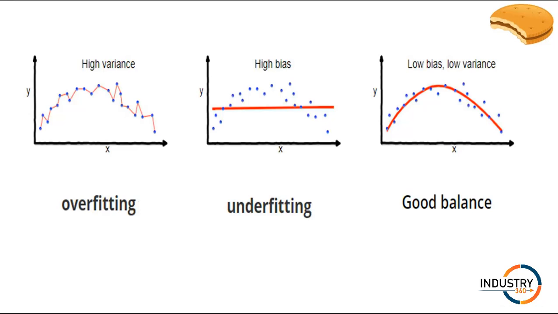As you can see in this figure, we are comparing overfitting, underfitting and a good balance. In the first figure, we have high variance, which indicates overfitting. In the second figure, we have underfitting, which indicates high bias. And in the last figure, we have low bias and low variance, which is a good balance for our model. This is our ideal situation.